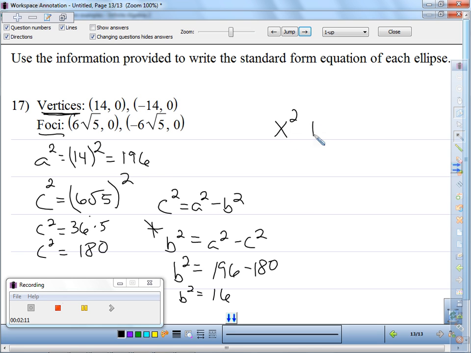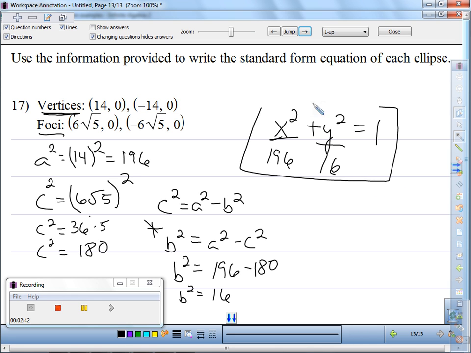So now we have B squared, we have A squared, so we can write the equation. So we have X squared plus Y squared is equal to 1. And then we're going to have to put in our A squared and our B squared. Now our vertices, our A came from what, the X or the Y location? X. So the 196 goes underneath the X squared. So that part is basically what we did before. We just had to go through some steps to find the B squared. And then we place 16 underneath the Y squared. And so that's how we find the standard form of the equation given this particular type of information.